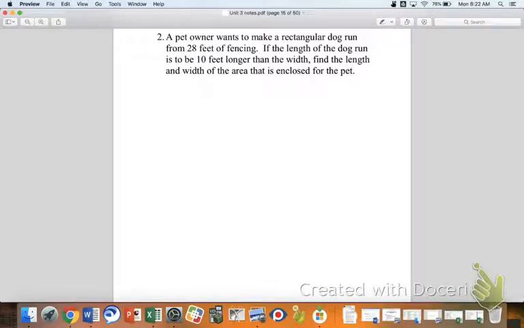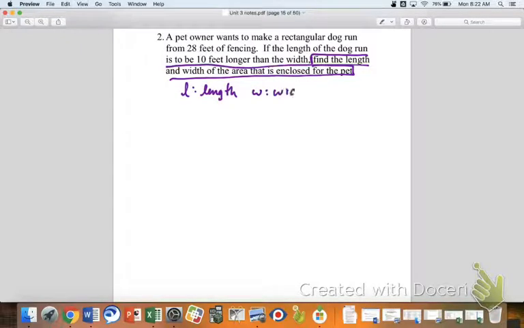Then at the end, I don't know if you guys did this, but I'm going to go ahead and put this in a box again. It says find. That's really key. Find is always a key word. It says find the length and width of the area that's enclosed for the pet. So again, I want to take your guys' suggestions here. Do you want to use X's and Y's again, or do you want to use variables that have some meaning? Variables. Okay, so how about the letter L for length and W for width?